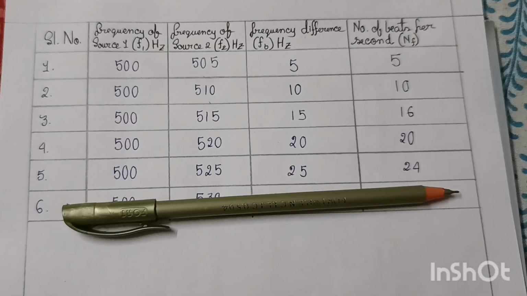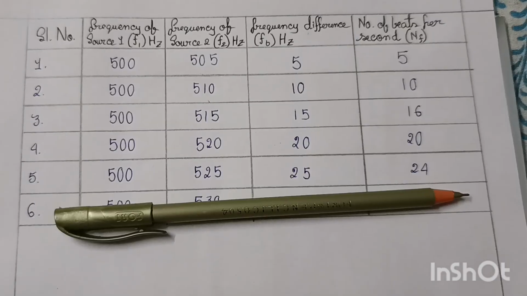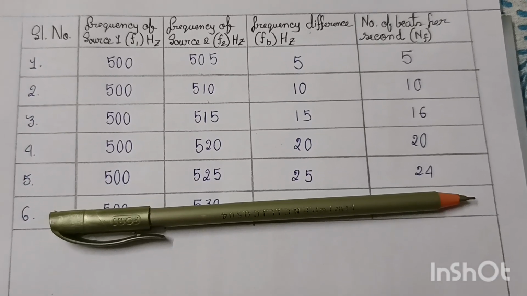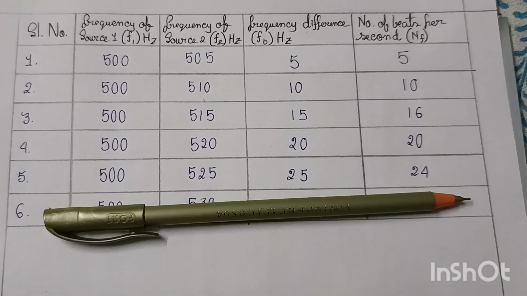The fifth time, we are getting that the frequency of source 1 is 500 Hz, the frequency of source 2 is 525 Hz, the frequency difference is 25, and the number of beats per second we get from the experiment is 24.